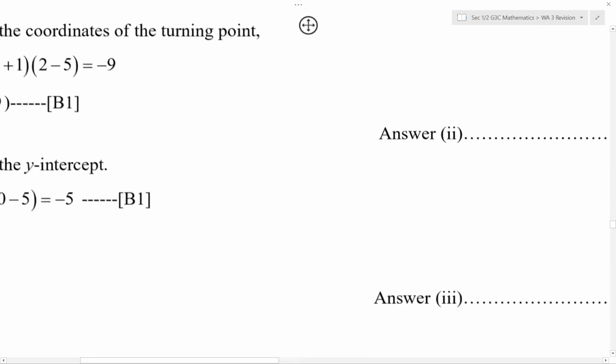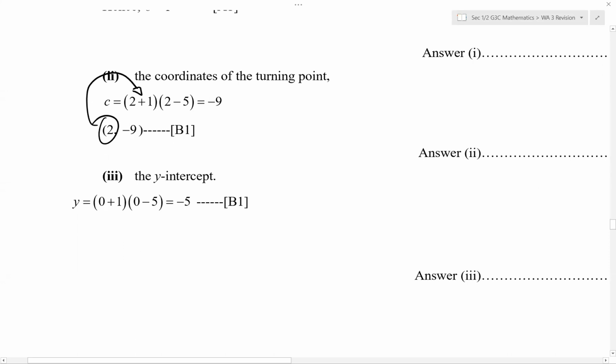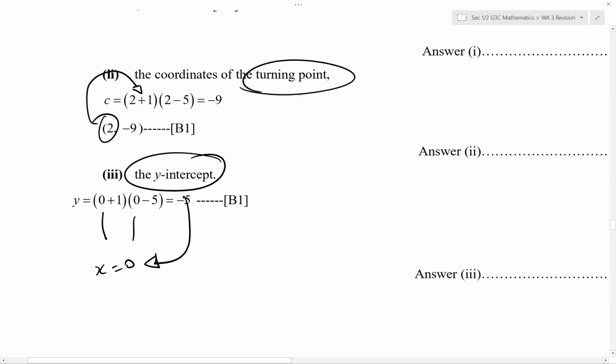Okay, next. Coordinates of the turning point: once you get an x value already, they gave it to you, you just need to substitute into the equation for the y value. Then for the y-intercept, substitute all the x values to be equal to 0. Okay, y-intercept is always x equals to 0. Coordinates of turning point, x value is from line of symmetry.